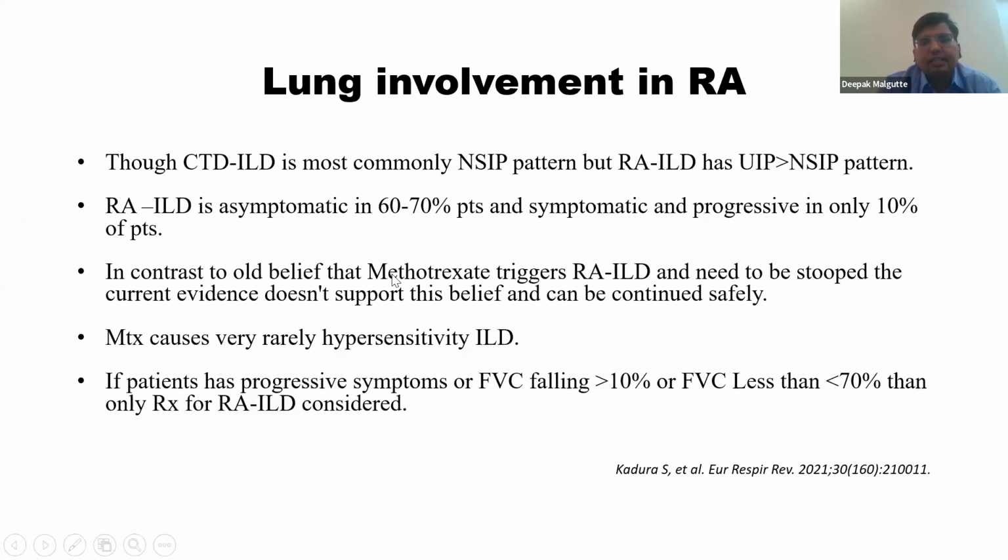The different point in rheumatoid arthritis compared to other connective tissue disease related ILD, which usually has an NSIP pattern of ILD, is that rheumatoid has more of a UIP pattern ILD, and the majority of patients are asymptomatic, and symptomatic progressive disease is seen in only 10% of the patients. We consider it progressive when the patient is symptomatic for ILD, or when the patient has an FVC which is falling more than 10%, or an FVC which is less than 70%. Then only we consider treating this rheumatoid ILD. Otherwise, they remain asymptomatic in a few of the patients.